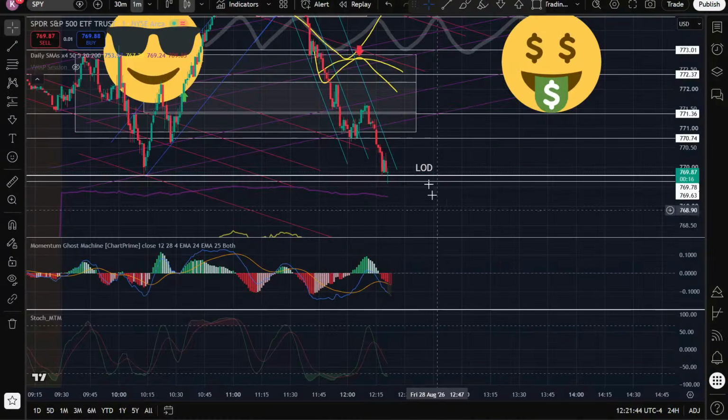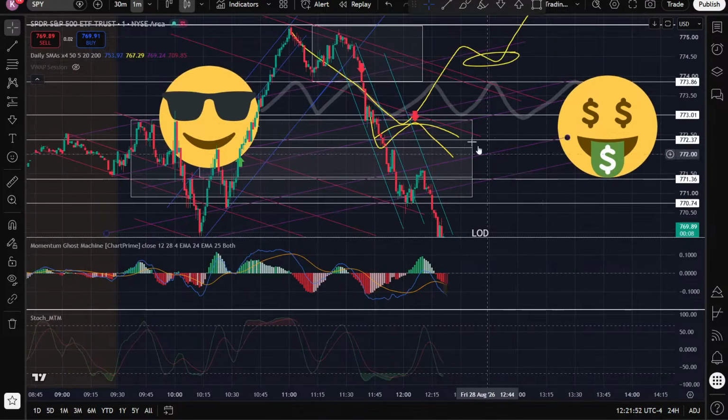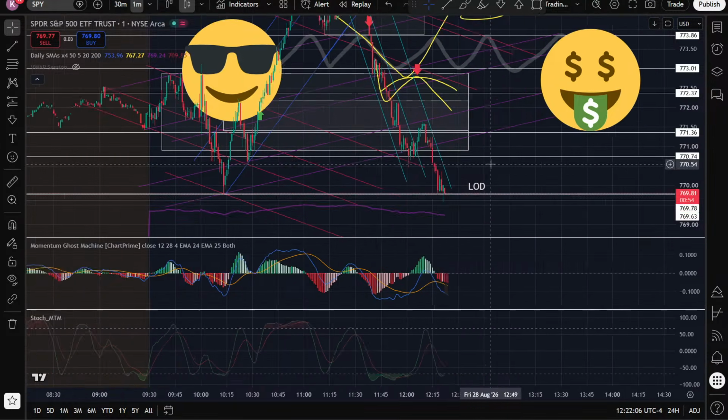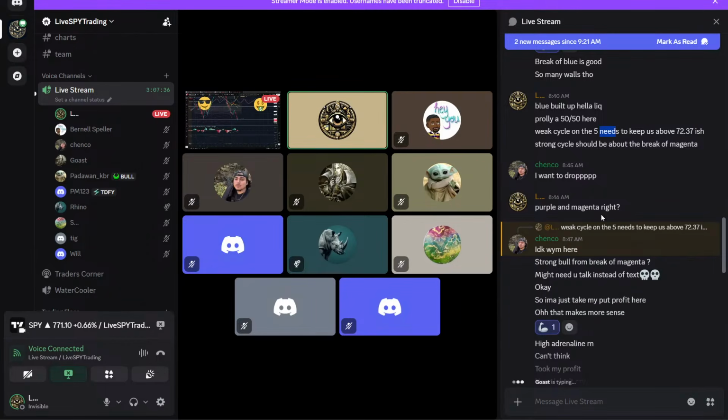Let's see when 840 was. Right here. We're at the 50-50 right now. Meaning, if it was going to go up, we needed magenta to break. We needed the strong cycle or the weak cycle to stay above 72.37. It didn't happen. What ended up happening? The shoulder. Easy money. This is simple. We don't need to think too hard. I wrote the answers to the test.